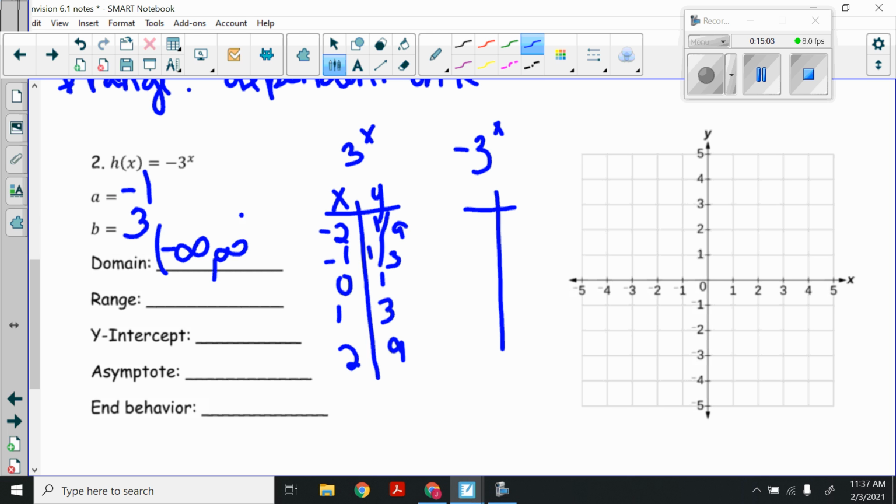I can plug in any number I want. So my range, let's talk about this. My x's aren't going to change. That a value, remember that a value? We multiply that by our y's. Here my a is -1, so basically I have negative y. Not adding or subtracting anything. So my x's all stay the same. My y's all become negative.